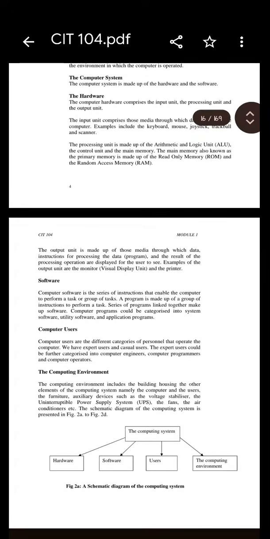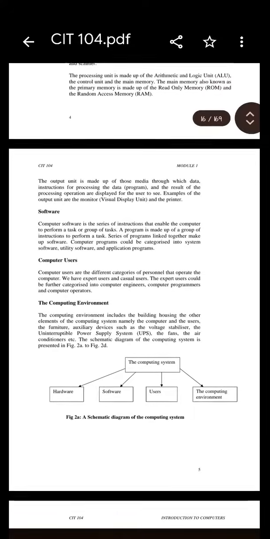Your monitor: you type in a text from your keyboard, it is processed in the processing unit, and the information comes out in the output unit, which is the monitor. So you are able to see what you are typing on the screen. So the screen is the output unit. I hope you understand that part now.